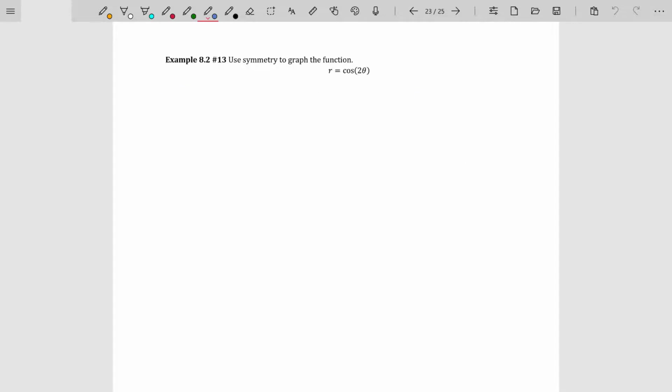So let's see. Now we have two ways to test symmetry. Our two ways are this. If negative r comma negative theta, plugging that in, leads to the same function.